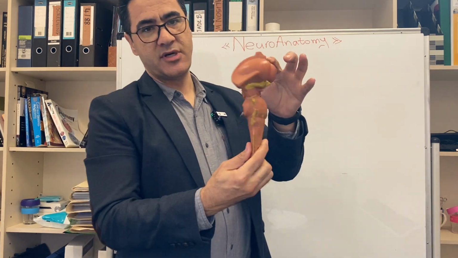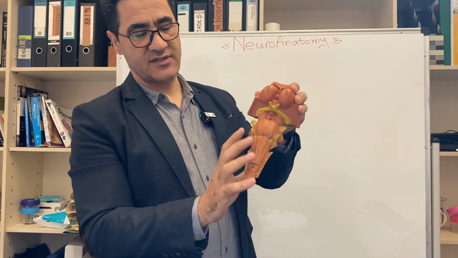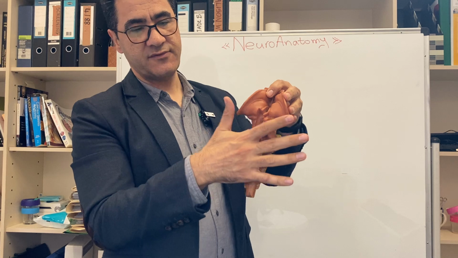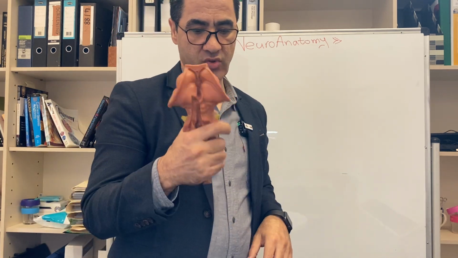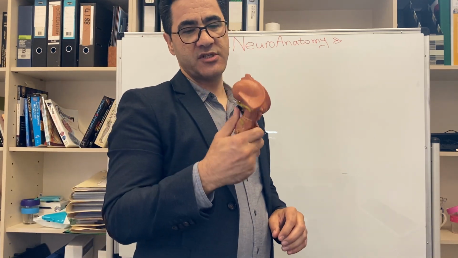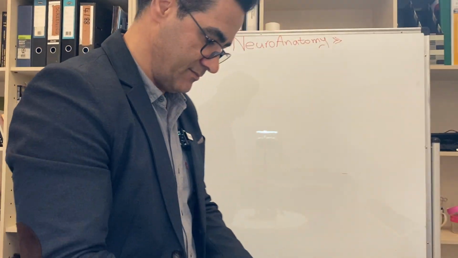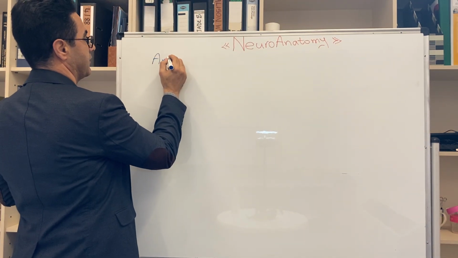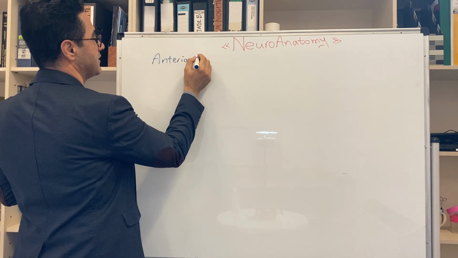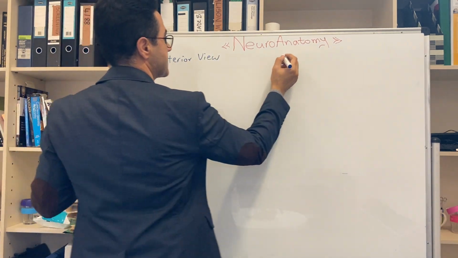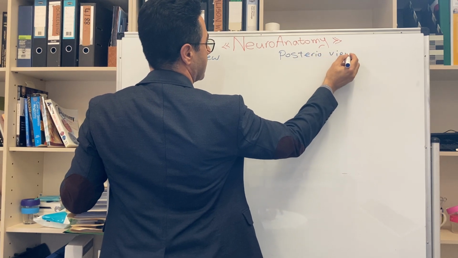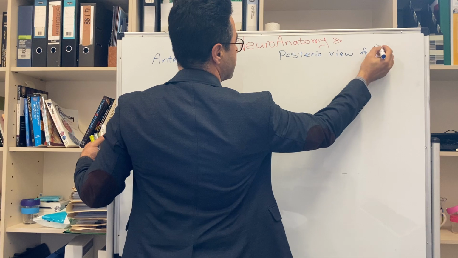I'm going to use this model and show the external features of the brainstem from different views, anterior view and posterior view, by drawing and showing and demonstrating the specific features on this model. So, brainstem from anterior view and posterior view of brainstem.